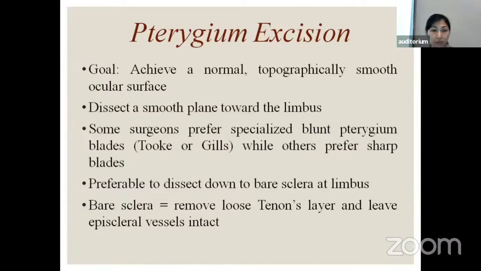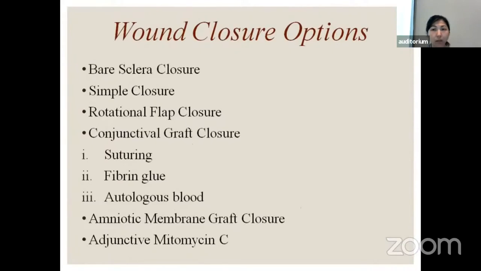topographically smooth ocular surface. So you want to dissect a smooth plane towards the limbus using a blunt blade, like the Tooke's knife that we commonly use here. Some people may use sharper blades or even a crescent knife. You preferably dissect down to bare sclera at the limbus. Bare sclera means there is no Tenon's layer. You're just able to visualize the episcleral vessels, but the episcleral vessels should be intact. Try not to cause a lot of bleeders, because it will be very difficult, especially if you're doing an autologous conjunctival graft closure. So, the wound closure options.